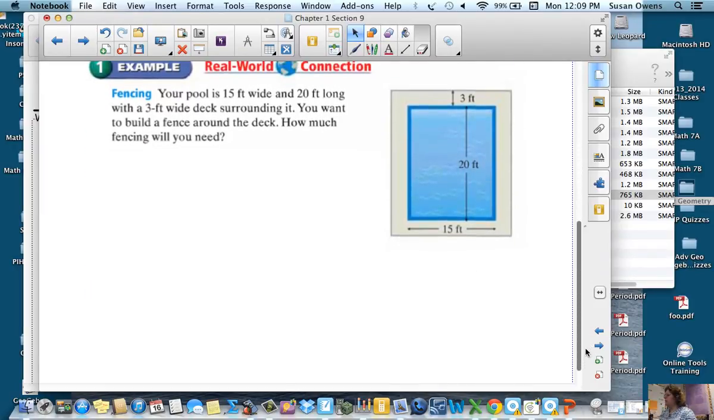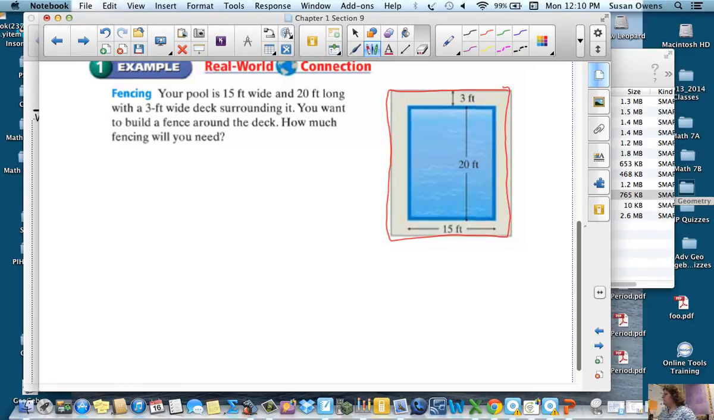So your pool deck is 15 feet wide and 20 feet long with a 3-foot wide deck surrounding it. You want to build a fence around the deck. How much fencing will you need? So for this one, they're asking for fencing to go around the deck. So they want to know the perimeter.